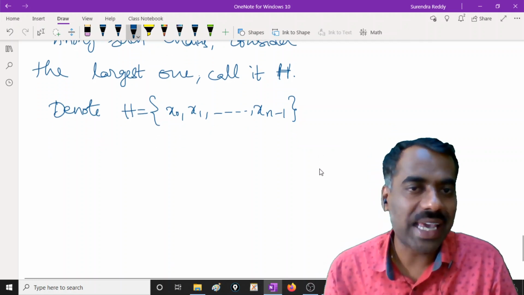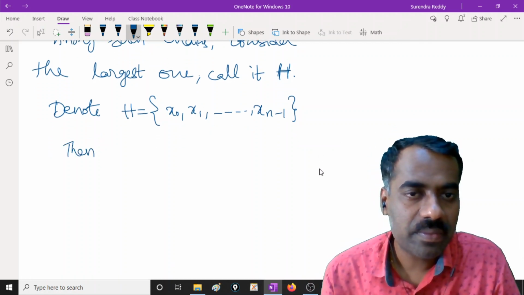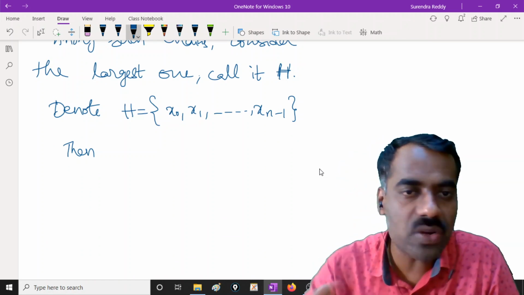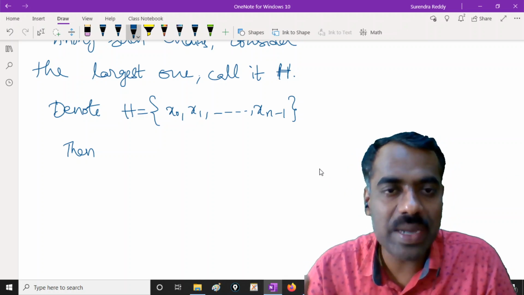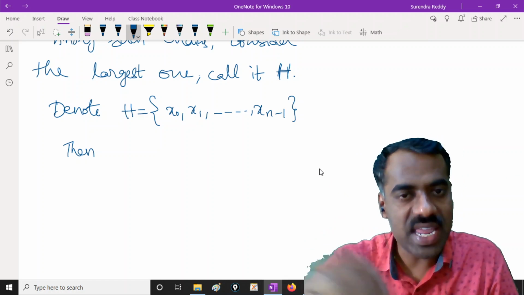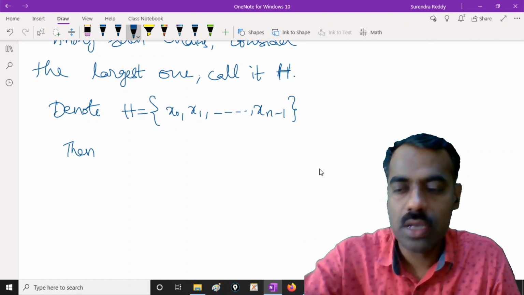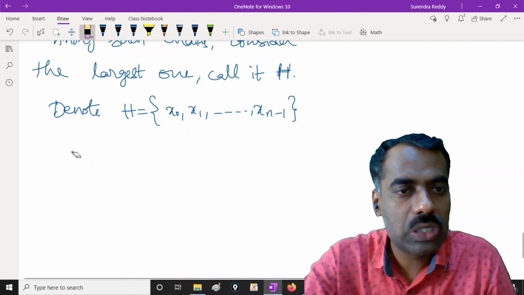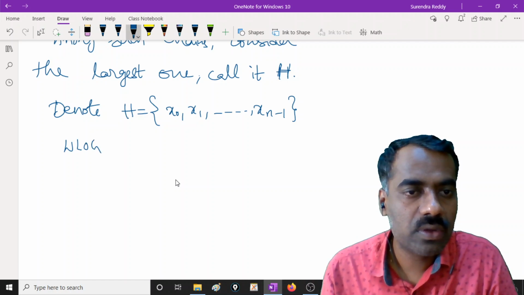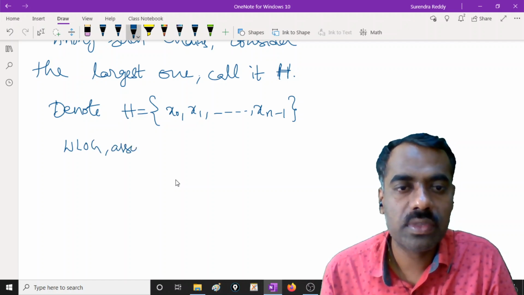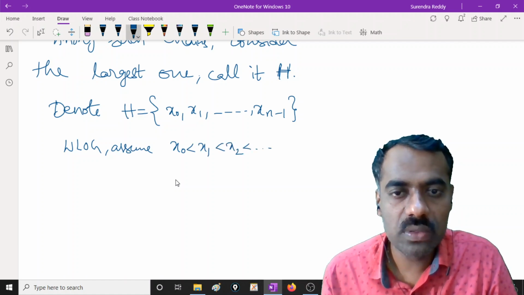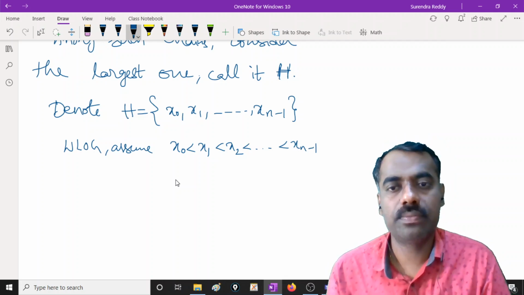Then what do we know about this H? Because it is a chain, you can compare any two elements. By comparing any two elements, if suppose x naught is not less than x1, by rearranging them, without loss of generality we can assume that x naught is less than x1 is less than x2 up to xn minus 1.